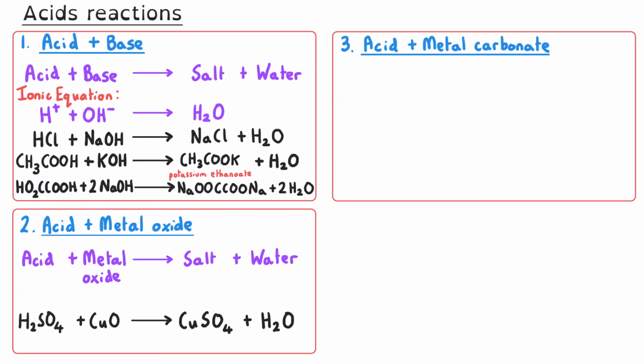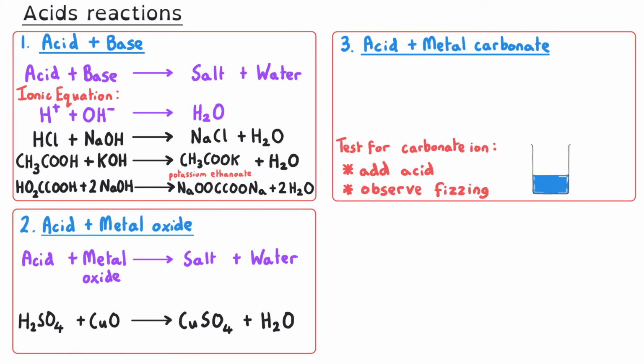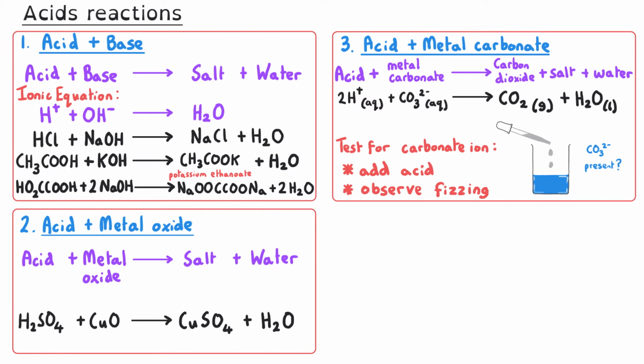When an acid reacts with a metal carbonate of some sort, we get a characteristic effervescence or fizzing, and this is down to the production of carbon dioxide gas. This is, in fact, one of the tests that you need to know. It's a test for a carbonate ion. We can add an acid to it, and that fizzing means that we have got a carbonate ion present. Not only do we make the carbon dioxide, we make the salt and water in the same way that we saw in those other equations.